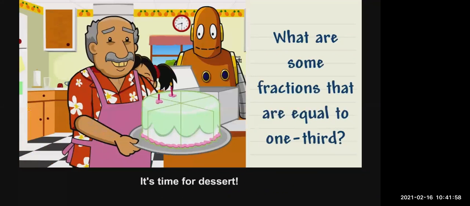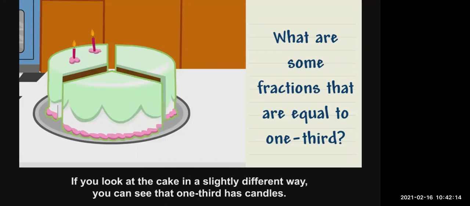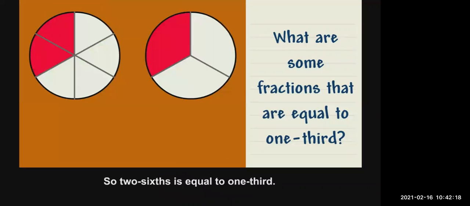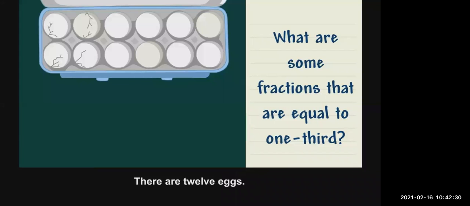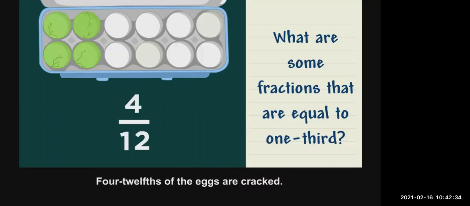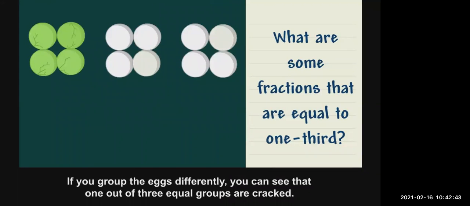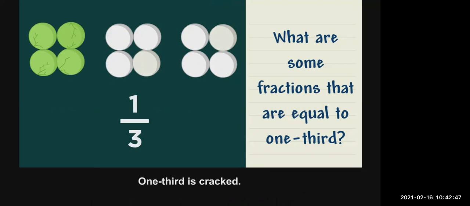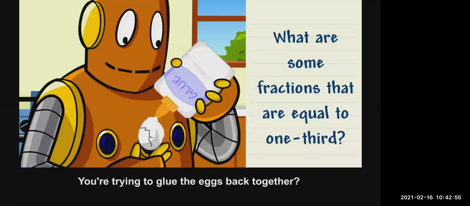It's time for dessert. This cake has 6 equal slices. 2 slices have candles. So 2/6 of the cake has candles. If you look at the cake in a slightly different way, you can see that 1/3 has candles. So 2/6 is equal to 1/3. Did you eat the candles too? There are 12 eggs, but 4 of them are cracked. 4/12 of the eggs are cracked. If you group the eggs differently, you can see that 1 out of 3 equal groups are cracked. 1/3 is cracked. So 4/12 is equal to 1/3. You're trying to glue the eggs back together?